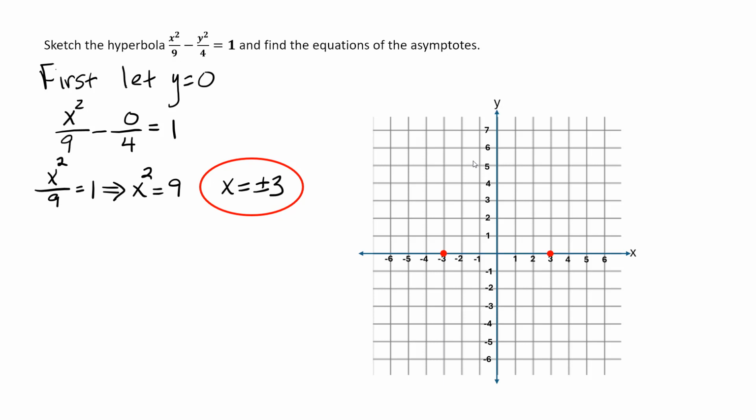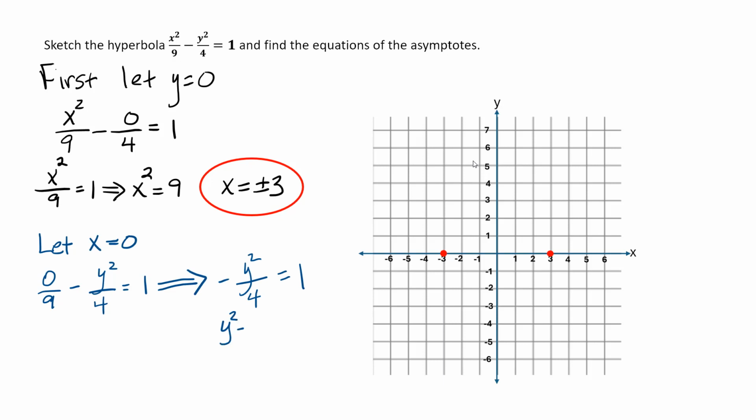Then we can set x equal to 0 in the equation, and that will give us 0 over 9 minus y squared over 4 equals 1. And that means that negative y squared over 4 is equal to 1. So y squared is equal to negative 4, which means that y is plus or minus 2i. Now, obviously, that is not in the xy plane. That is not a number that exists in the real numbers.